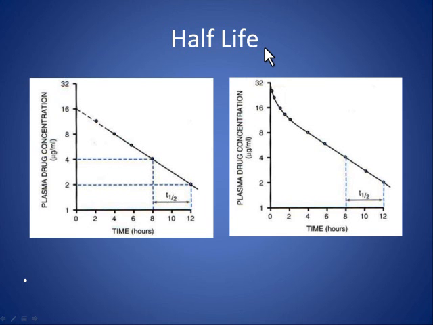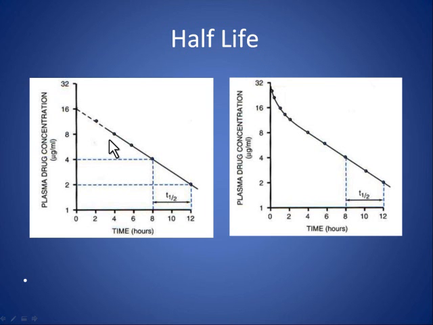The half-life is the duration of time required to produce a 50% reduction in the plasma concentration of the xenobiotic. The half-life value can be readily determined from the linear portion of the log plasma concentration versus time curve. In the example shown here, the half-life would be approximately 4 hours.